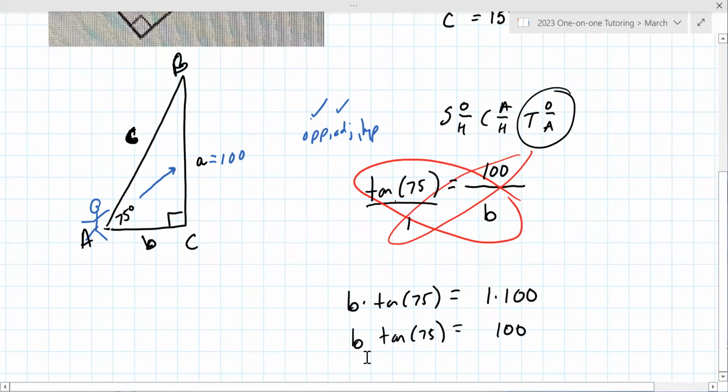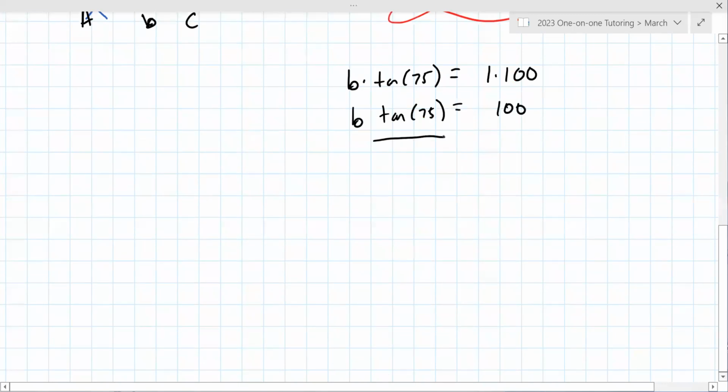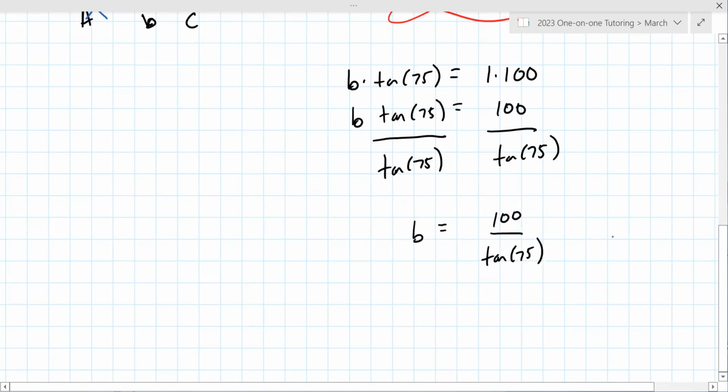Now, the tangent of 75 is a number, a numerical value. You can divide both sides by tangent 75. And that's where you go to your calculator: 100 divided by tangent of 75. Make sure your mode is in degrees. Let's see what you come up with.